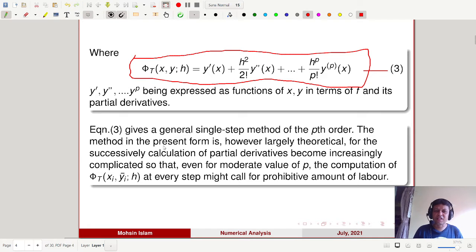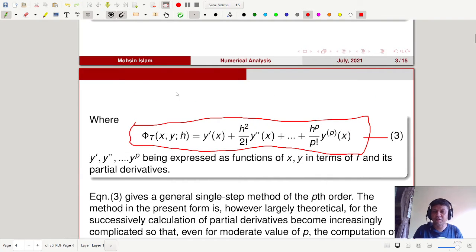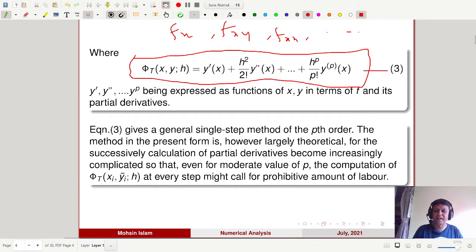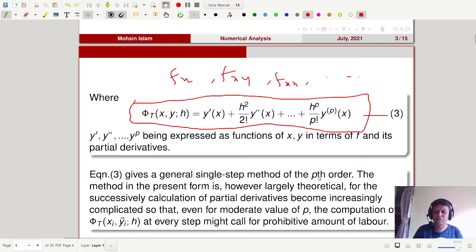The method in its present form is, however, largely theoretical because of the successive calculations of partial derivatives. You have to calculate the partial derivatives f x, f xy, f xx, and so on, and substitute the previous ones. The successive calculation of partial derivatives becomes increasingly complicated, so that even for moderate values of p, the computation of phi at every step might call for a prohibitive amount of labor. So it's a very laborious method. For successive iterations, you have to calculate a lot of partial derivatives even for a moderate value of p. So this is a single step method, and there are a lot of disadvantages of this method.